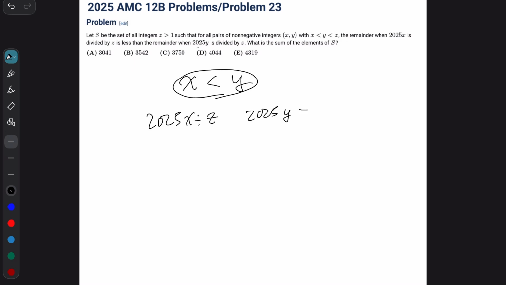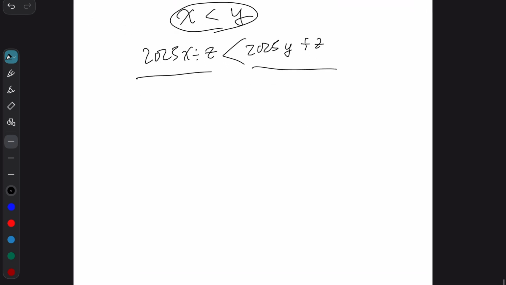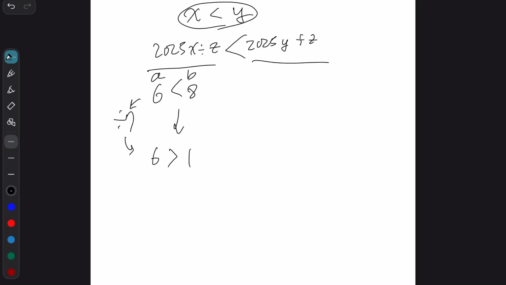the remainder of 2025x divided by z is less than that of 2025y divided by z. So it should become like this, the remainder. However, something to note is that, for example, if just arbitrary a is 6 and b is 8, dividing by 7 makes the remainders 6 and 1. So it changes. So for this one, as x is smaller than y and y is smaller than z, something like this is not going to happen. However, something like this might happen.